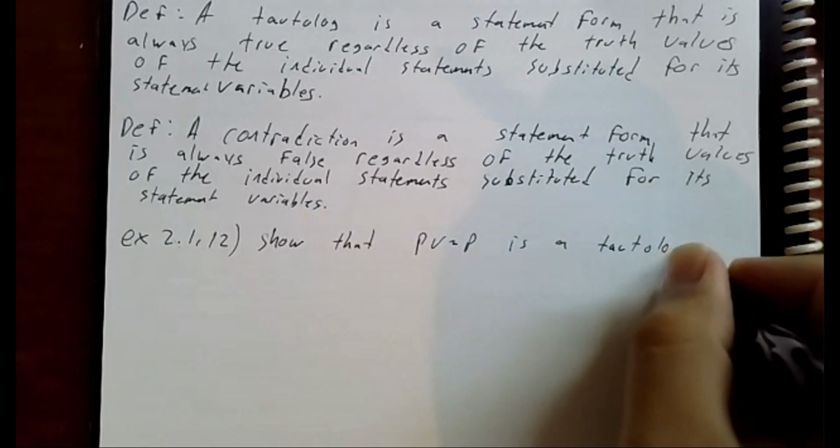Theorem 2.1.1, logical equivalences. Given statement variables P, Q, R, a tautology T.